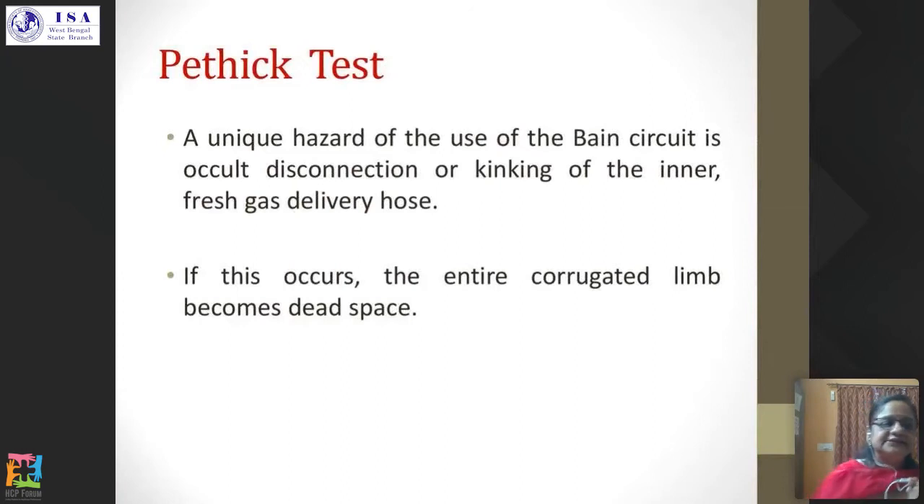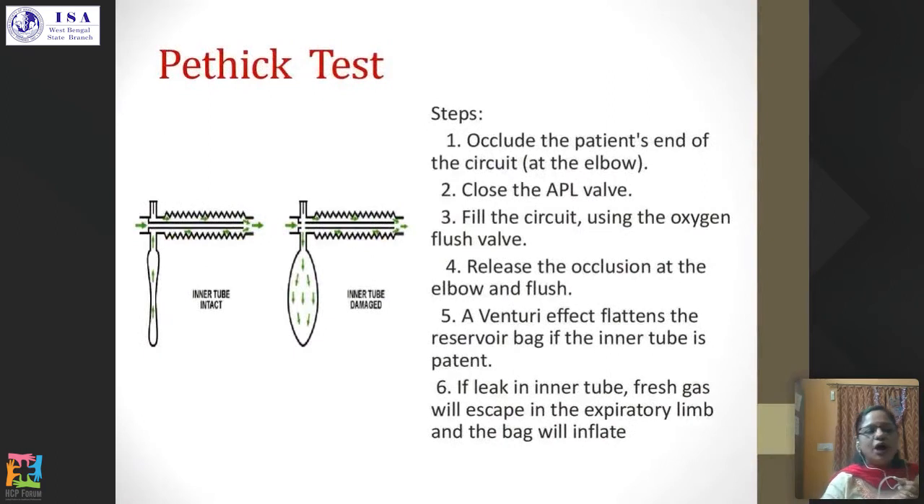Now, the Pethick test. The Pethick test is for a unique hazard of the Bain circuit, as there can be occult disconnection and kinking of the inner tube. If it occurs, the entire corrugated tube becomes dead space. So how can we test the circuit? Occlude the patient end of the circuit at the elbow of the circuit. Close the APL valve. Fill the circuit using the oxygen flush valve. Release the occlusion at the elbow and the flush at a time.